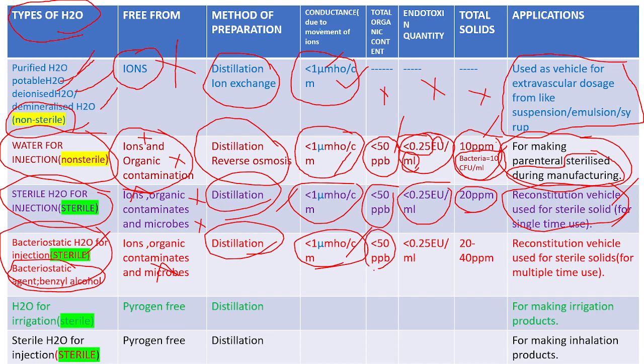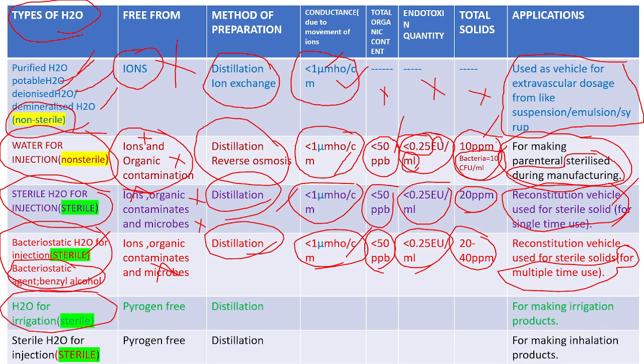Total organic contaminants, that is less than 50 parts per billion. Endotoxin unit less than 0.25 endotoxin units per ml. Total solid is 20 to 40 parts per million. This is used as a reconstitution vehicle for sterile solids for multiple use. If you want to take it once daily, then we can use sterile water for injection. If you want to take it 3 to 4 times per day, we can use bacteriostatic water for injection.